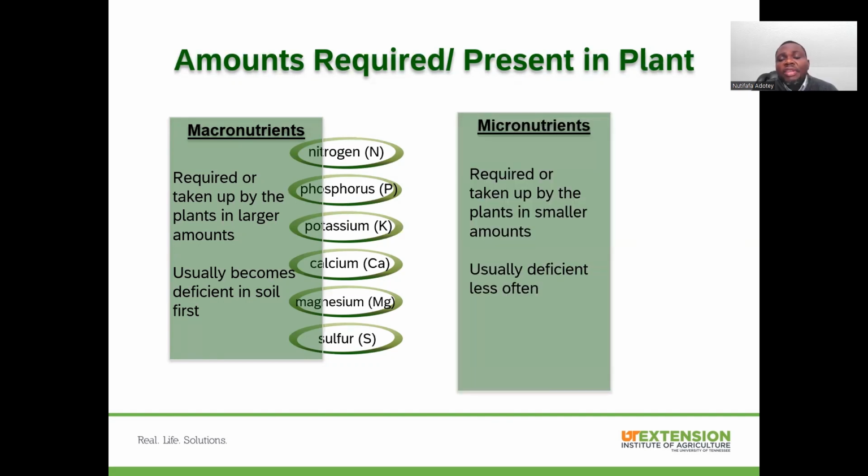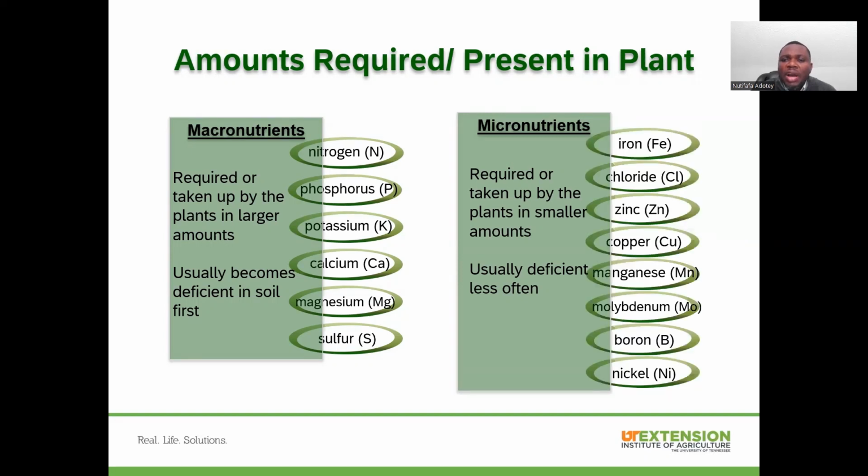The other group is the micronutrients, and these are required in smaller quantities, and usually you don't see visual deficiency symptoms occurring. The challenge with micronutrients is that since they are required in very small quantities, they can easily result in plant toxicity, and that is something we have to watch out for. So the micronutrients are iron, chloride, zinc, copper, manganese, molybdenum, boron, and nickel.